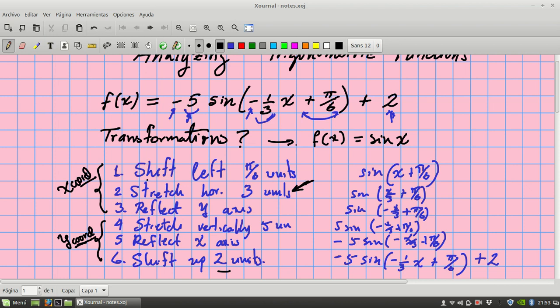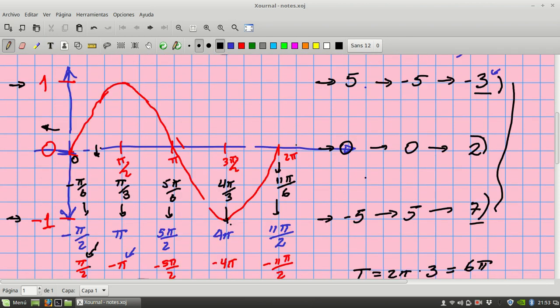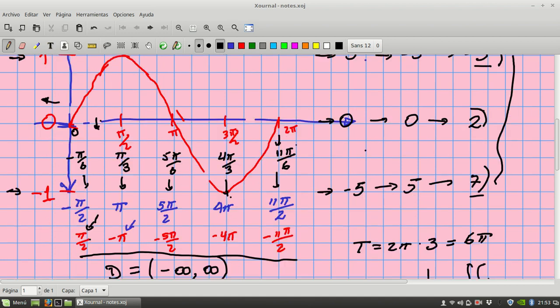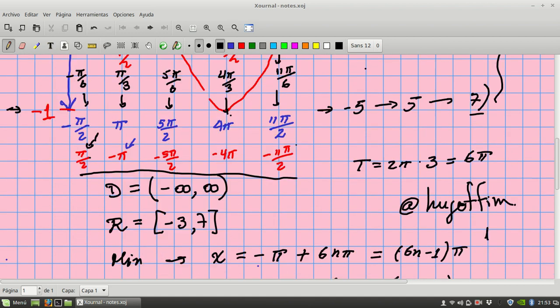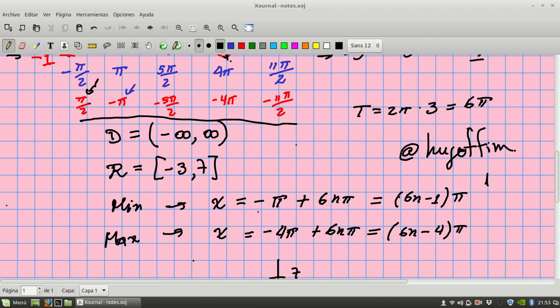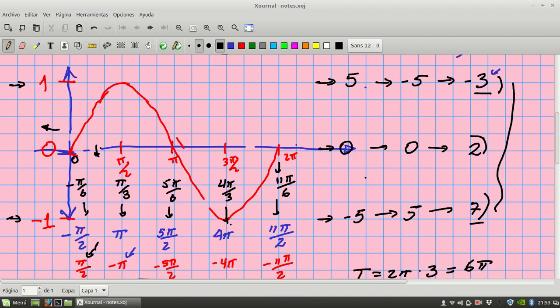Okay, you guys, we were doing problems about analyzing trigonometric functions. This is the function we're analyzing, and in the first part of the video we checked the transformations, and using the transformations we did the scale of this function, and we got some information like domain, range, minimum, and maximum.